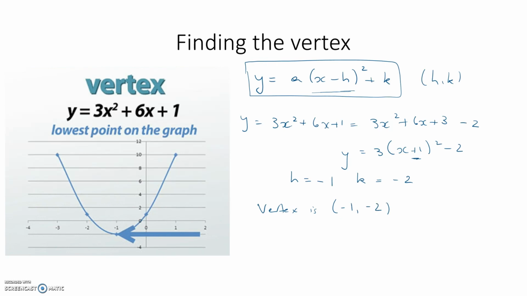But we can use this version of doing it as well. So again, the axis of symmetry is where x equals h. In this case, it's negative 1. And that's the mirror line for that particular quadratic.